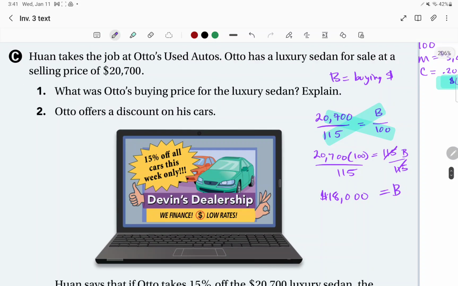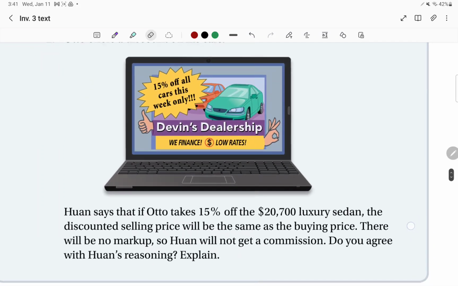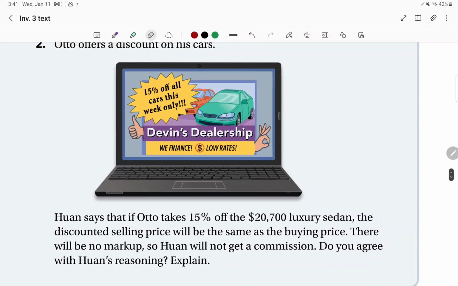Now let's look at the second one. It says Otto offers a discount on his cars, 15% off all cars this week only. Juan says that if Otto takes 15% off the 20,700, that's for that luxury sedan, the discounted selling price will be the same as the buying price. There will be no markup. So Juan will not get a commission. Do you agree, disagree, or so forth? Because remember, that markup is where he gets his money. So if you haven't tried this one, go ahead and try this one on your own.